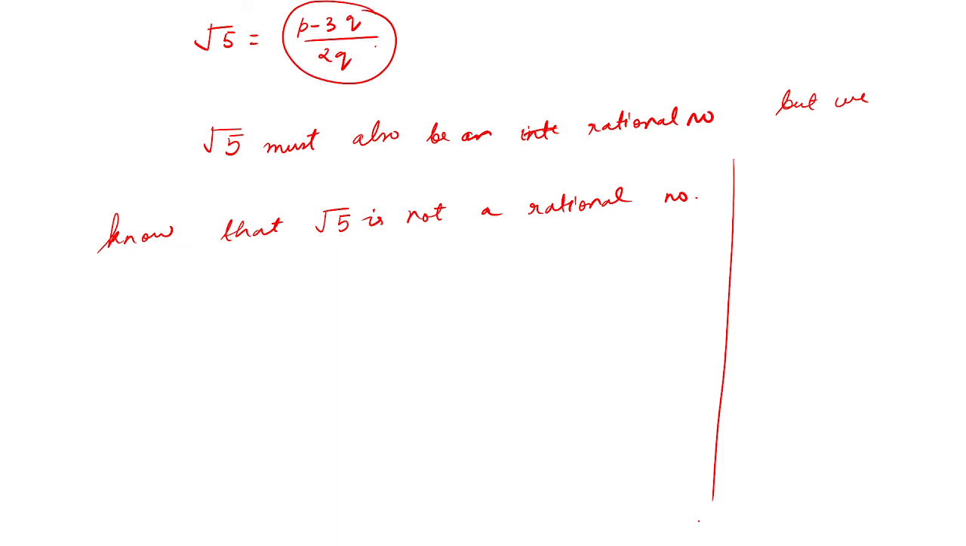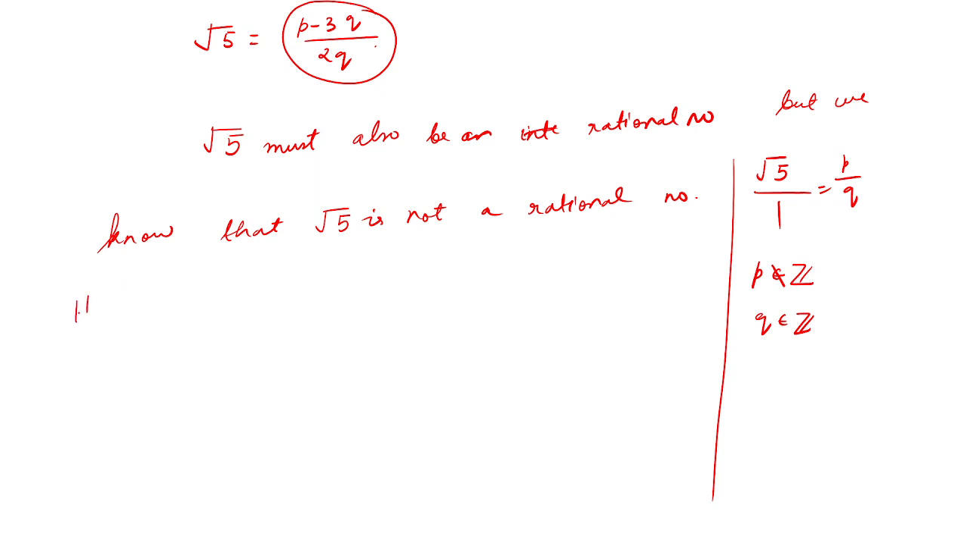How do we know this? Take root 5 by 1. For any number to be a rational number in p by q form, p must be an integer and q must also be an integer. Q is an integer, because 1 is an integer, but root 5 is not an integer. So root 5 is not a rational number.